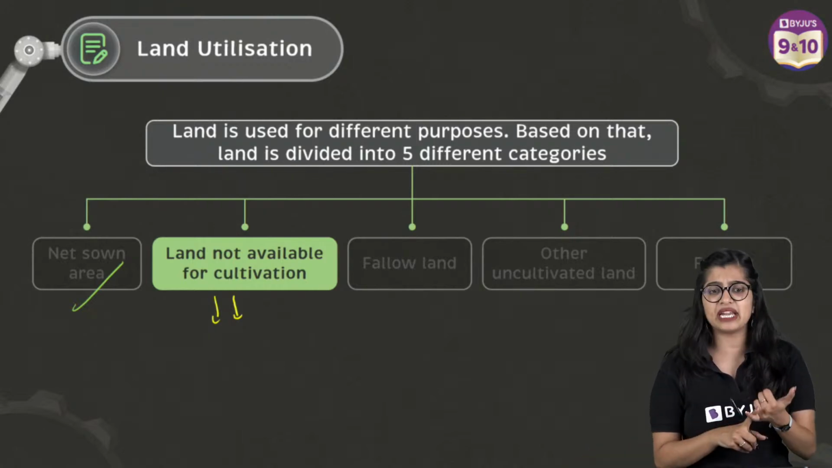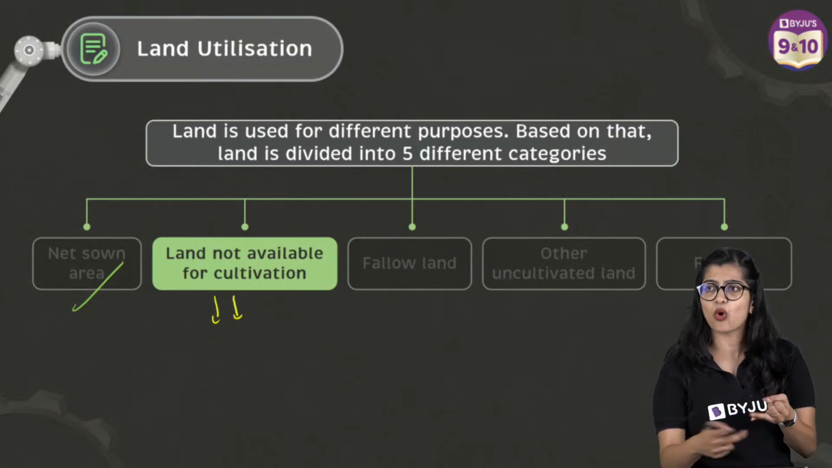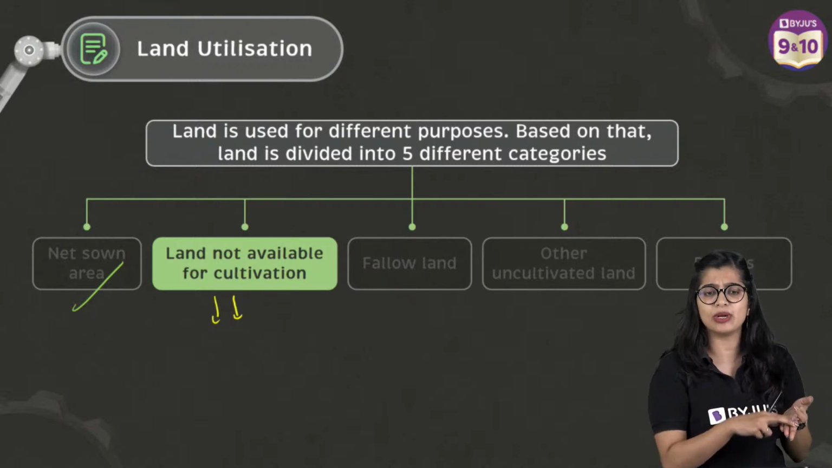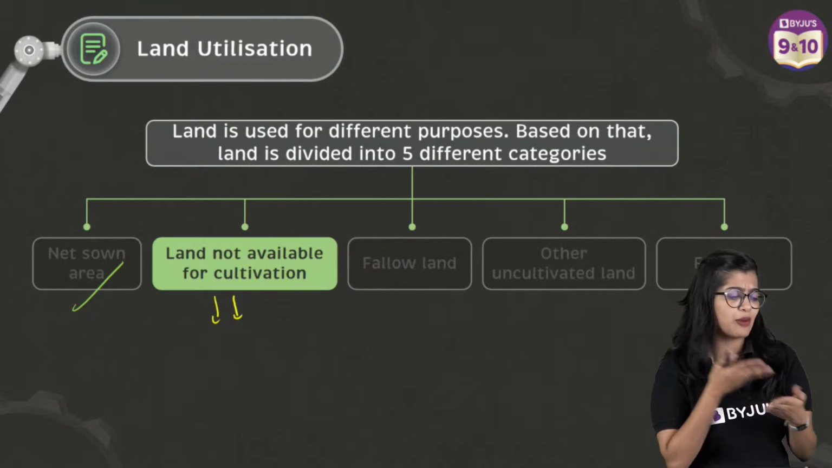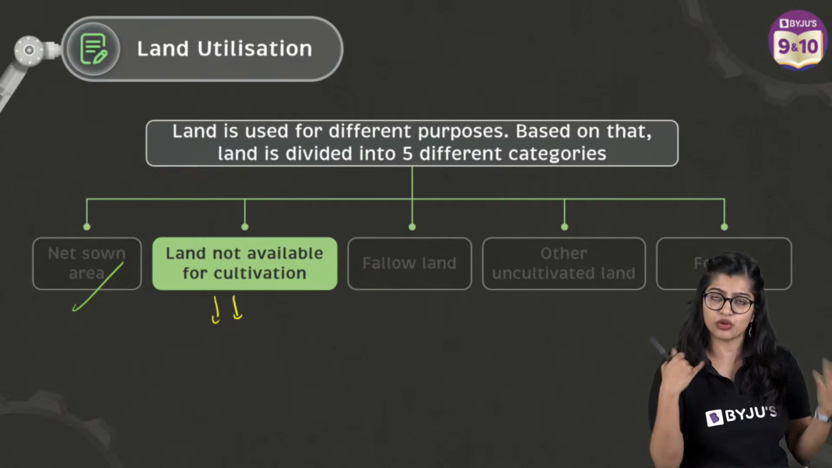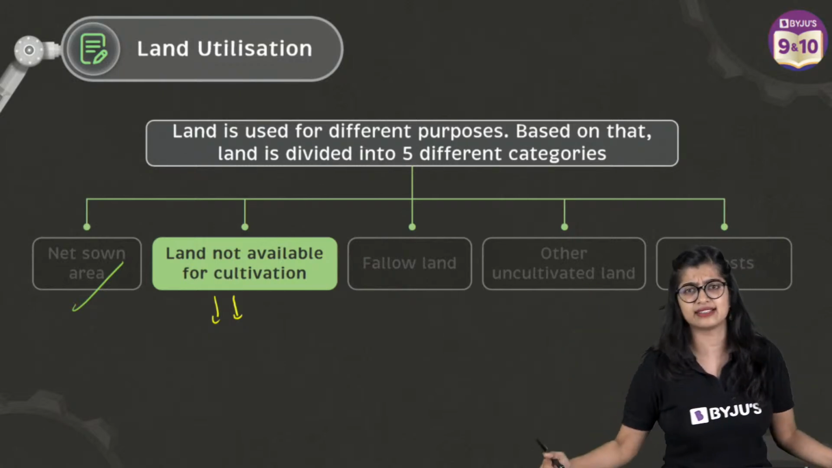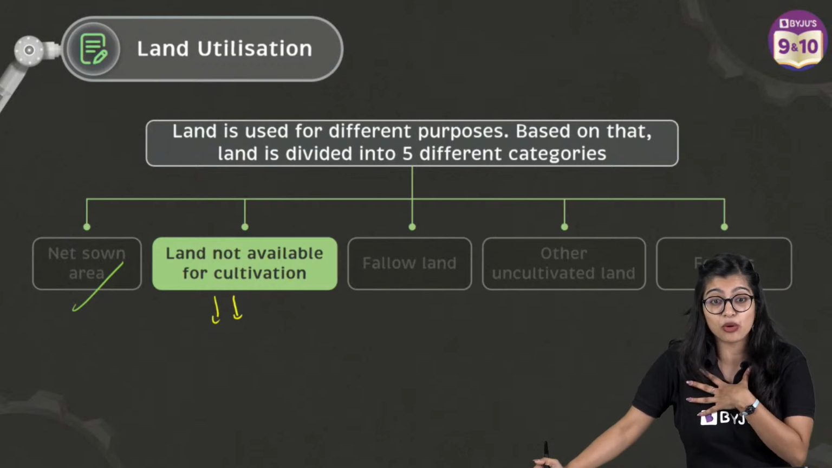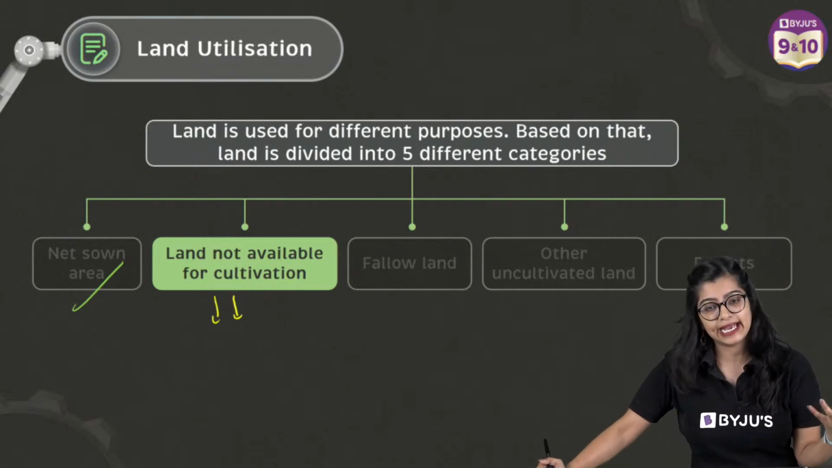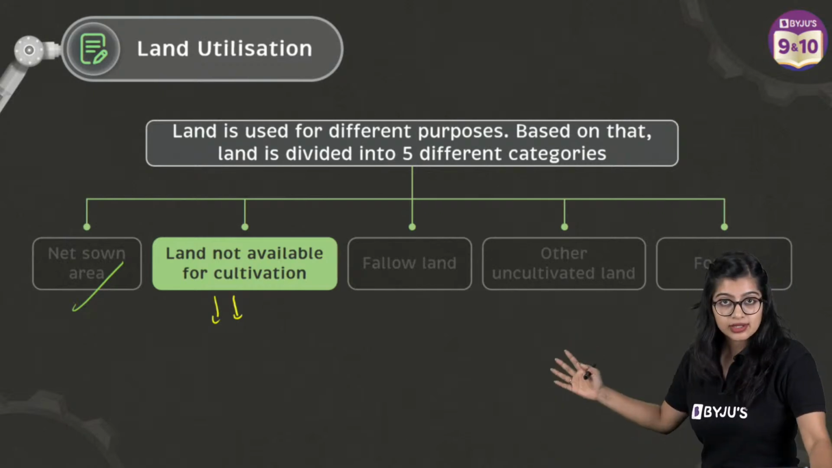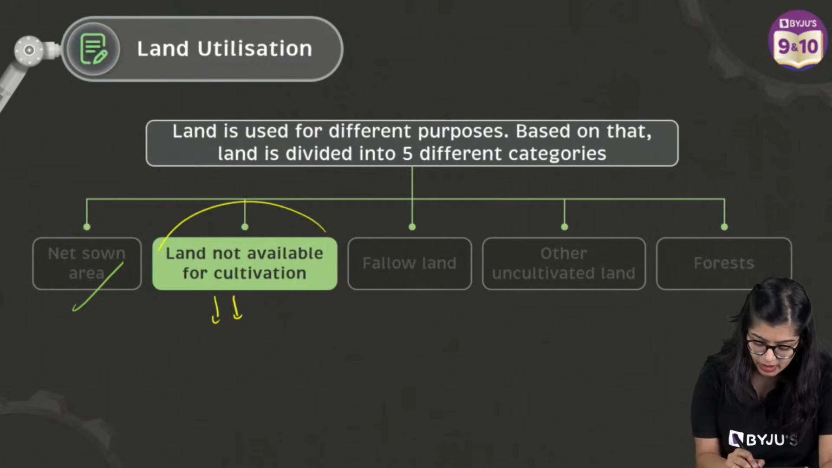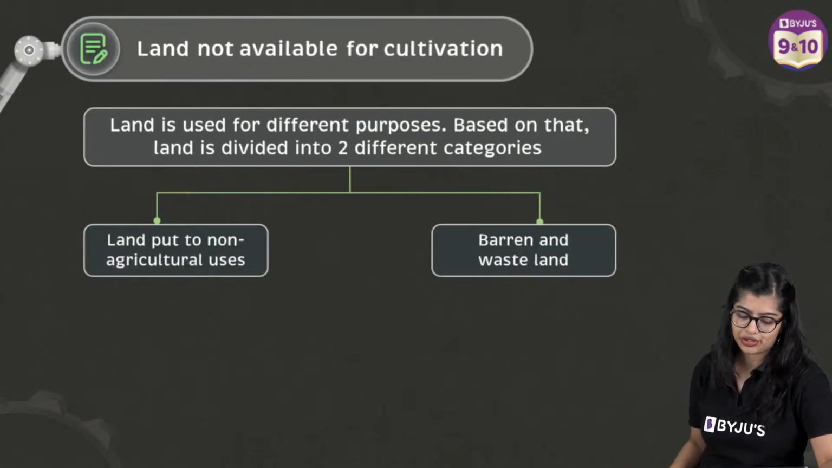You will all tell me, ma'am, building house. Then you will tell me, ma'am, road. Then, ma'am, I want to build school. I want to build hospital. I want to build factory. Next I want to be an entrepreneur and I want to have my own business and my own factory. Exactly. So next, a portion of our land is not really utilized for cultivation.